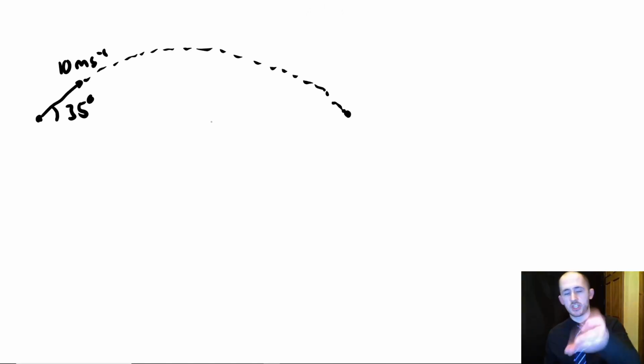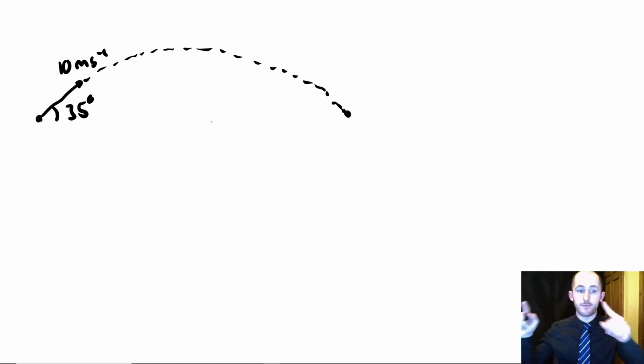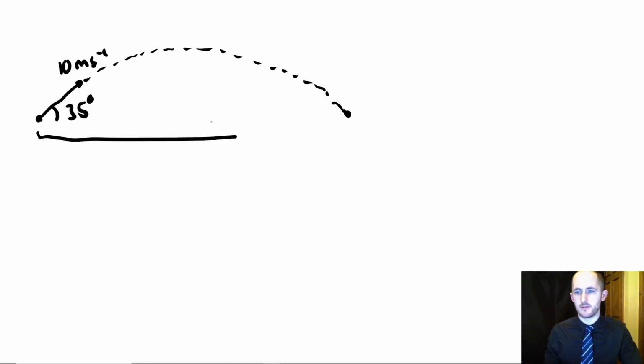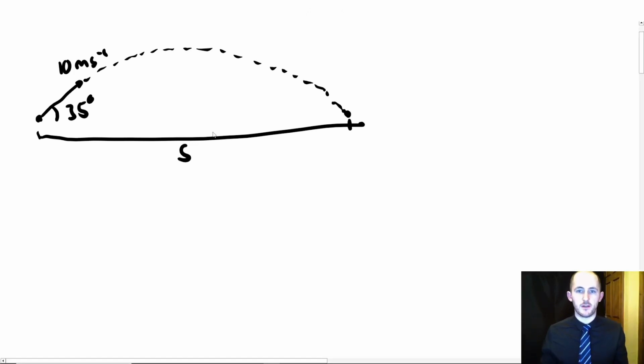Now, what if I told you with just this information, we can work out exactly how far away from the starting position the ball ends up. So I'm going to call this distance S. Okay, so this is a projectile. A projectile is just anything that is moving through the air. Now, we have to consider two dimensions, okay? Up and down, and left to right.